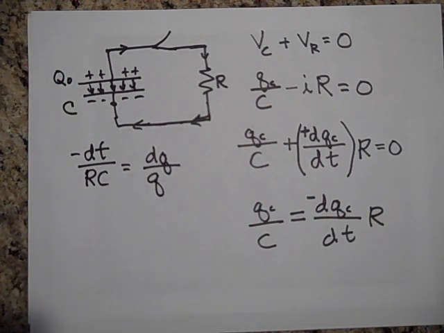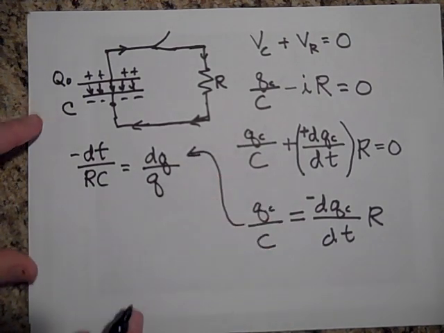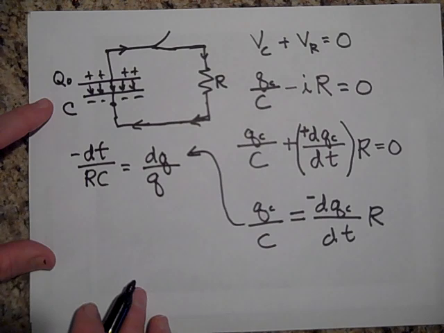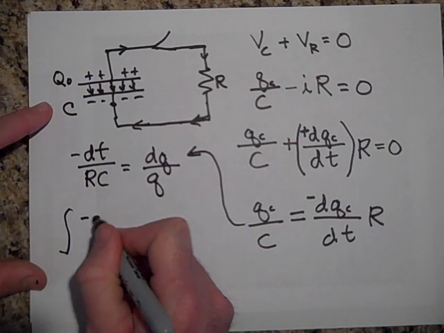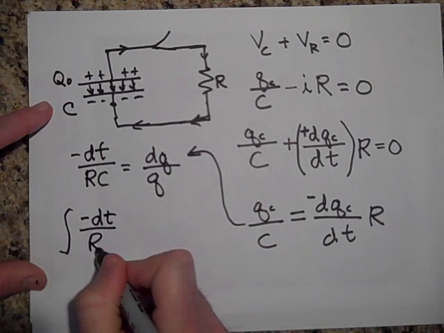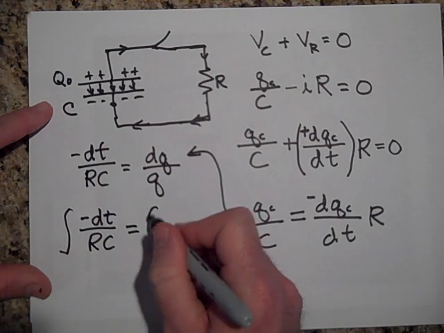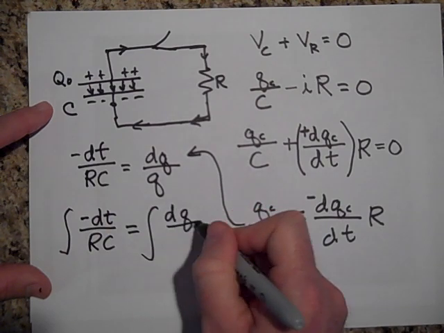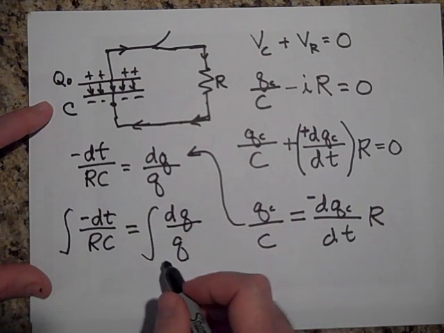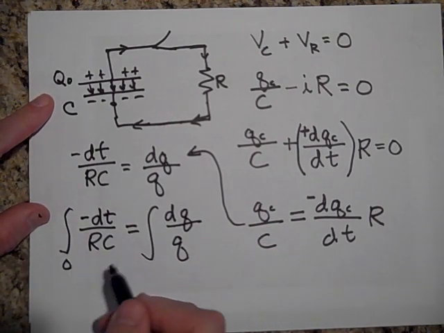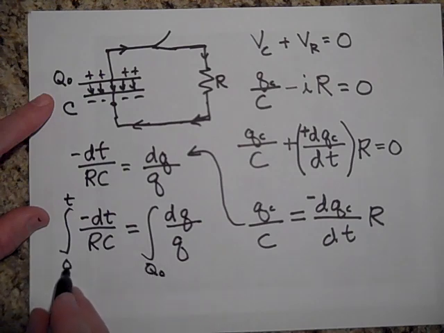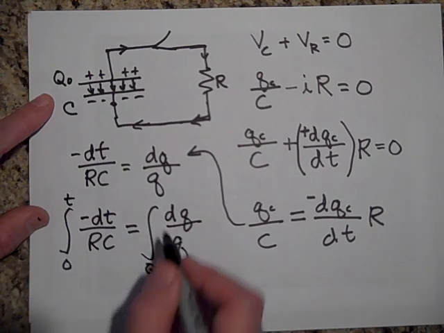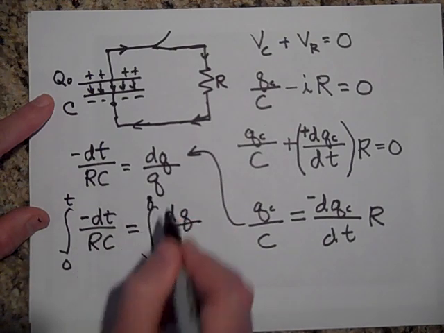Did that work out for you? See how that works? Okay, then I'm going to integrate both sides. I'm going to integrate this negative dt over RC, and I'm going to integrate this too. Let me get my boundary conditions. I want it to start at t equals 0 and go to some other time t, so this should start at q naught. These always have to correspond. So at time t equals 0, q has to be q naught, and then at some other time t, this will be some lowercase q.